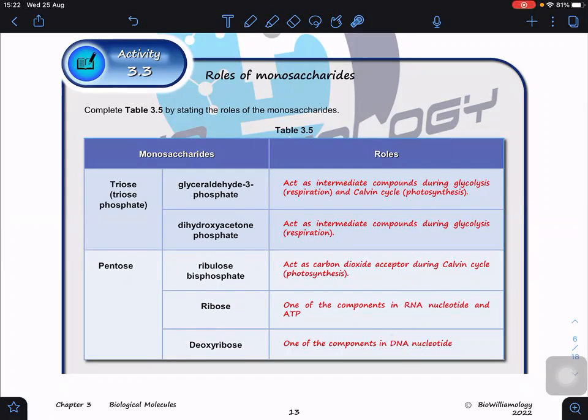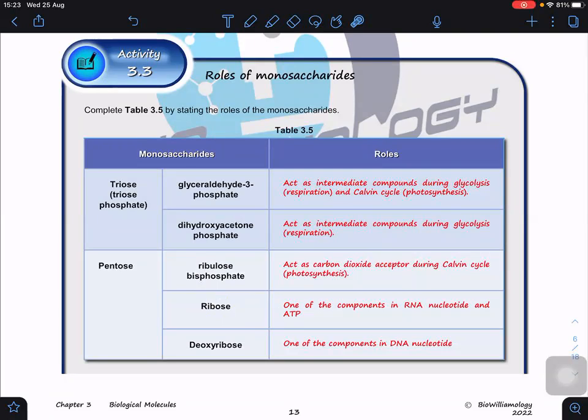Deoxyribose for DNA. So these two, at this moment, don't need to worry so much, because we are going to learn them in detail when we study the nucleotides, in your second semester. ATP molecule also needs the ribose. ATP, we're going to learn in detail in the A2 chapter, energy and respiration, but I will teach them in your first semester, chapter number 5.